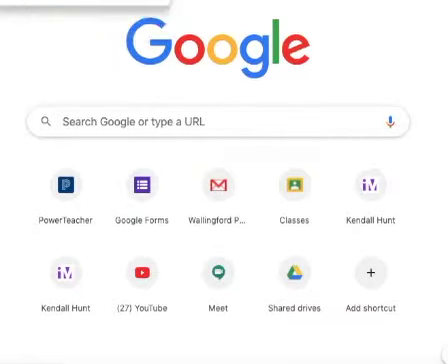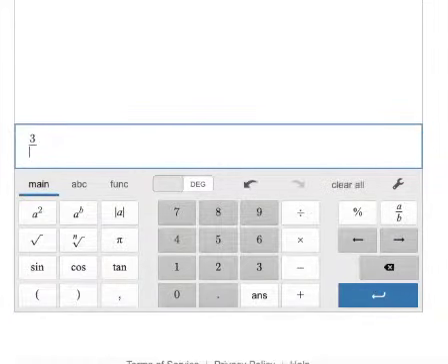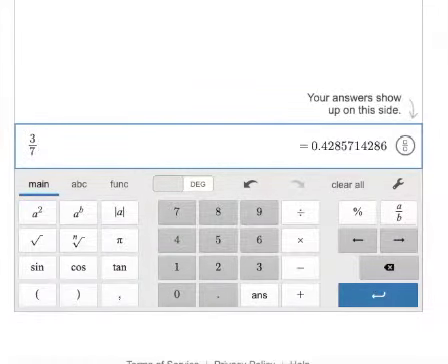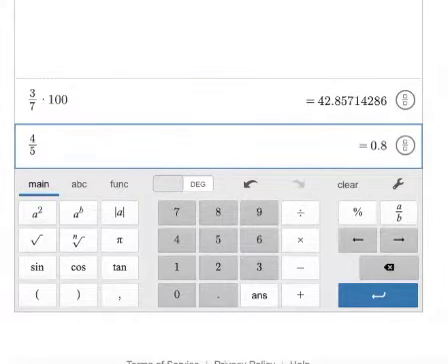So we're going to Desmos.com scientific. For 3 out of 7, I'm going to do 3 divided by 7, and then times 100. That's how I'm getting my percent numbers. So that's what I did for 4 out of 5. So 4 out of 5 times 100. That's how I got the 80.